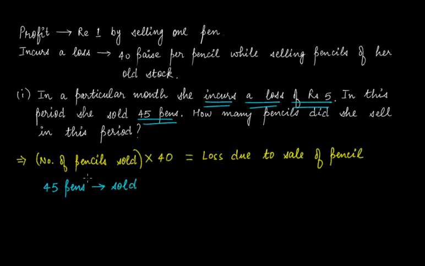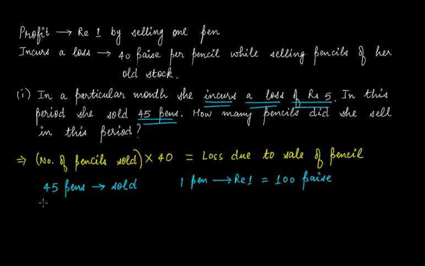Now you know that for one pen you are making a profit of how much? ₹1. That is 100 paise, right? Because 1 rupee is equal to 100 paise. Okay, and why are we converting it into paise? Because here this quantity is in paise, so the unit should be the same. It should not be that you are subtracting rupees from paise or paise from rupees. Okay, so she has sold 45 pens. For one pen she will make a profit of ₹1, that is 100 paise.